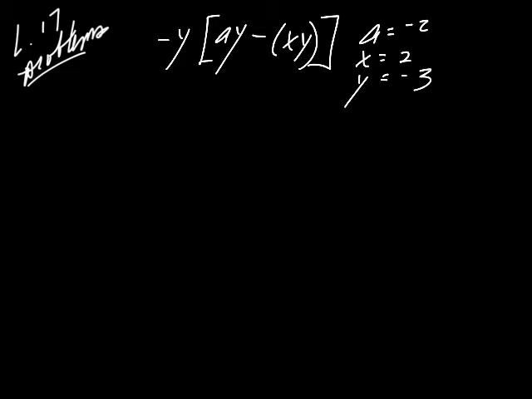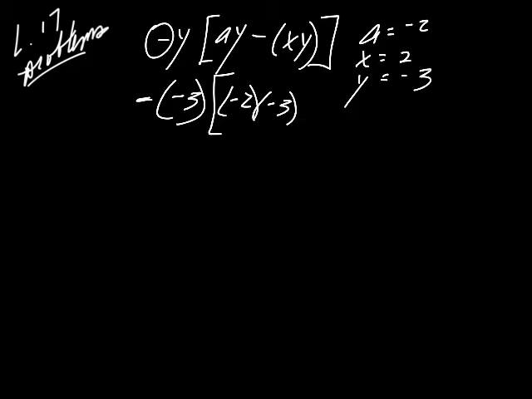So y is negative 3. That negative is not part of y. Y is negative 3. This is not part of it. So that's why I put it in parentheses. Very important to remember to use the parentheses. A, negative 2. Y, negative 3. Minus x is 2. And y is negative 3.